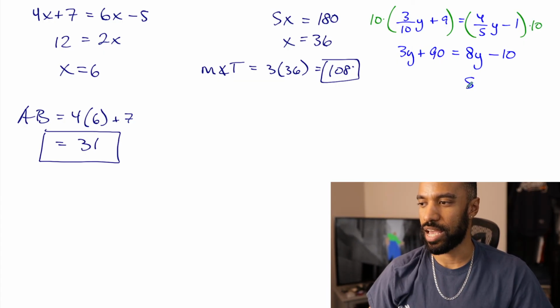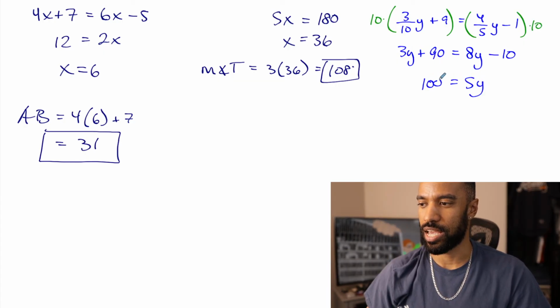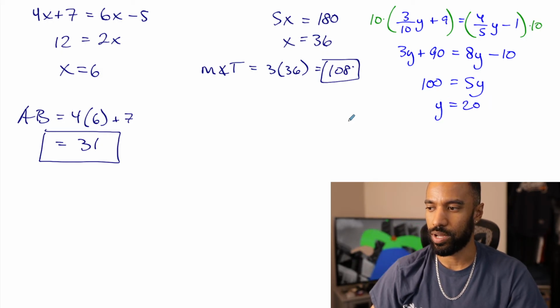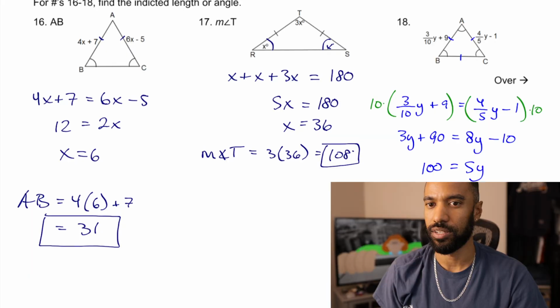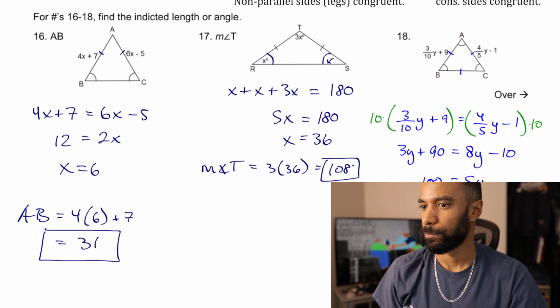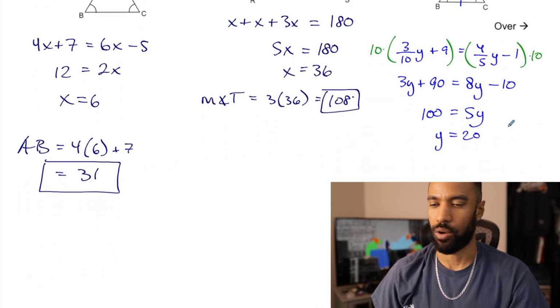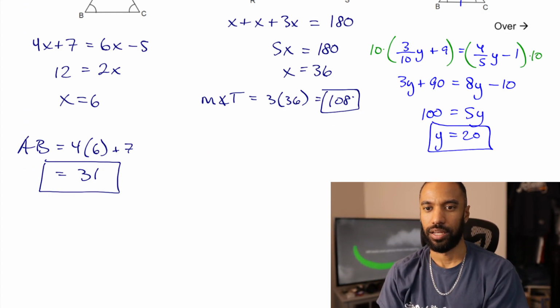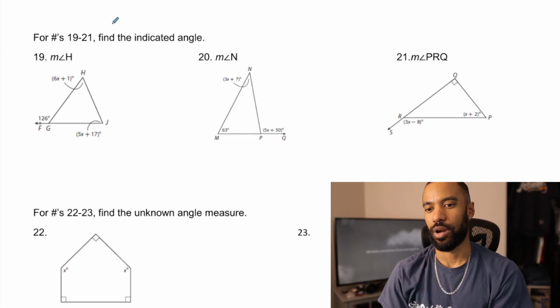Subtract 3y from both sides. I get 5y. Add 10 to both sides. I get 100. Divide both sides by that. I get y equals 20. Now, did we have to find something specific? Nope, just solve for y. So we got y equals 20, and that's it. Okay, last side. And then we're all done.